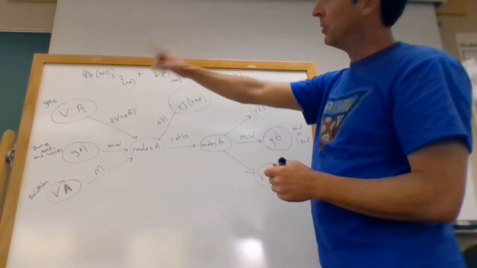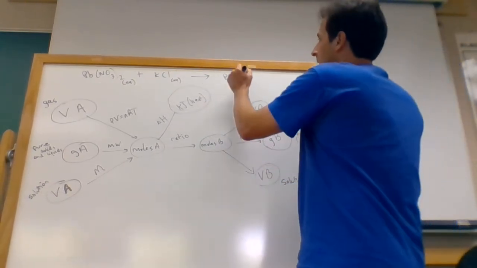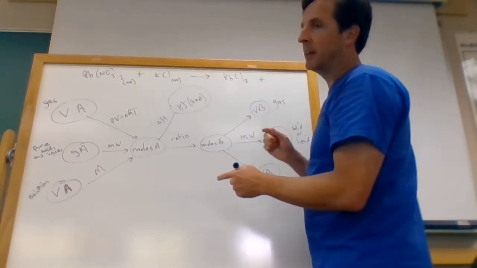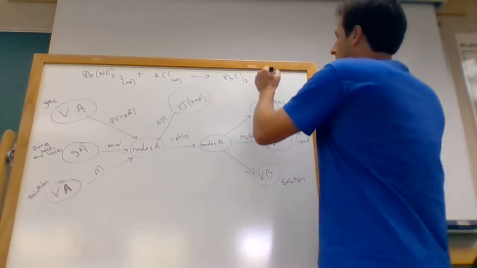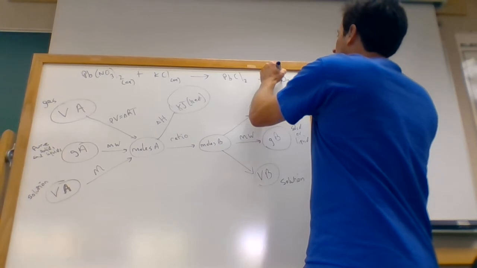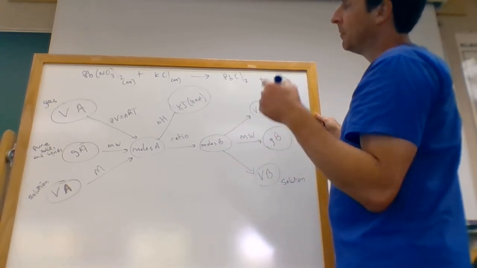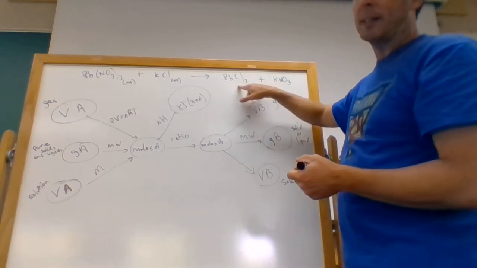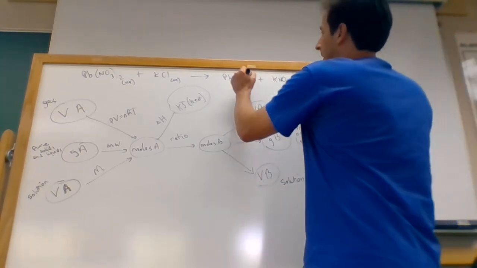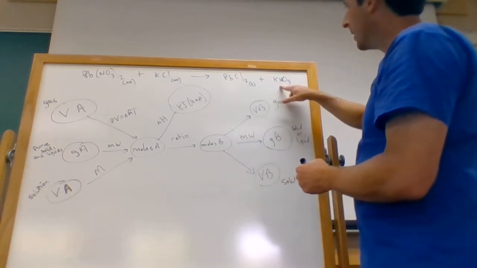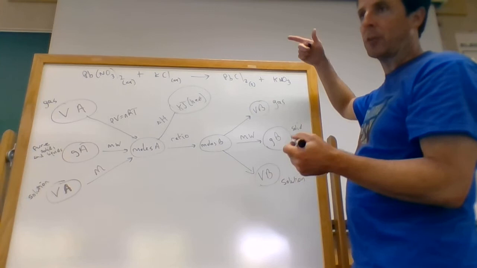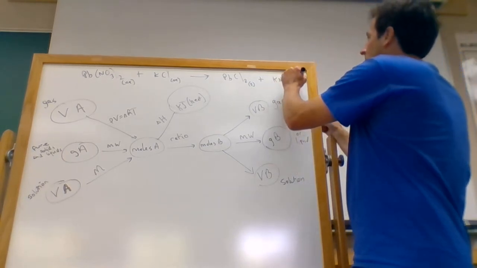The lead is +2, the chloride is -1, so it's PbCl2, plus K with NO3. They're both +1 and -1, so that's going to be just KNO3. Okay, physical states. Chlorides are usually soluble, but not silver, mercury, or lead. This is lead, so that's going to be a solid. KNO3, potassium's a group 1 metal. Group 1 metals are always soluble, so this is aqueous.